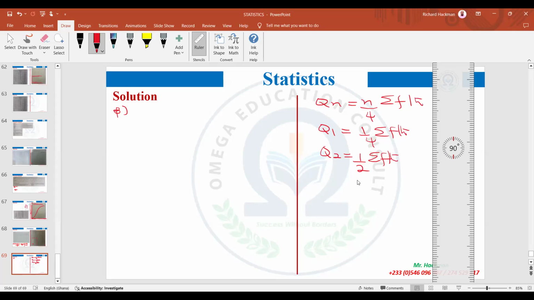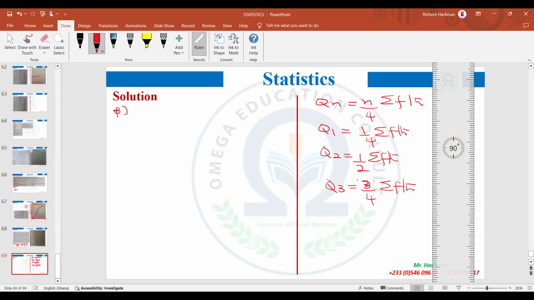So your second quartile is the same as your median. Usually we will not ask you to find the second quartile; instead we use the special name, the median. And we have the third quartile, Q sub 3, which will be 3 over 4 of the summation of f, th. You get the position, then you move on.